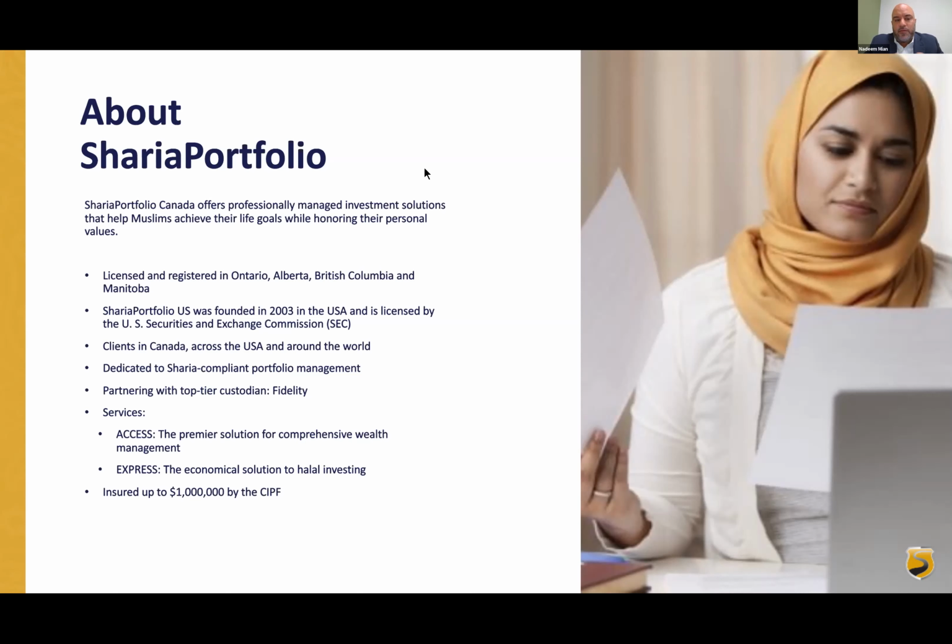Currently, we have 2 types of services that we offer. Access, which is our premier solution. Minimum account size is about 100,000. That's where we actively manage your portfolio using not just ETFs, but individual stocks. And we have the Express service as well, which is more of an economical solution, ETF models strictly only, but a perfect solution for what we think are new investors. So that's a little bit about us.